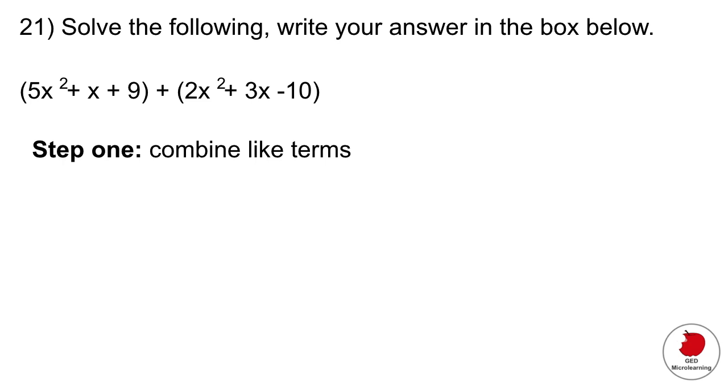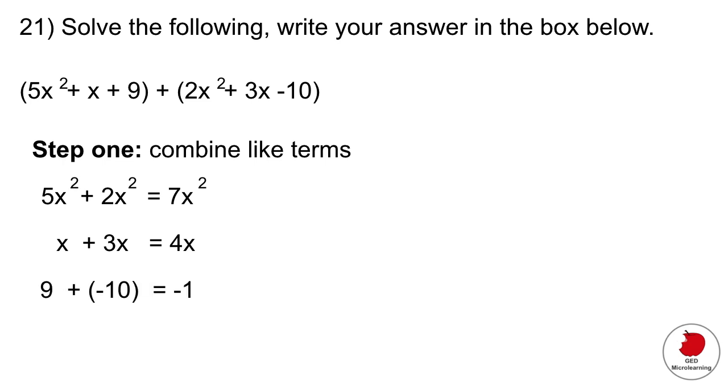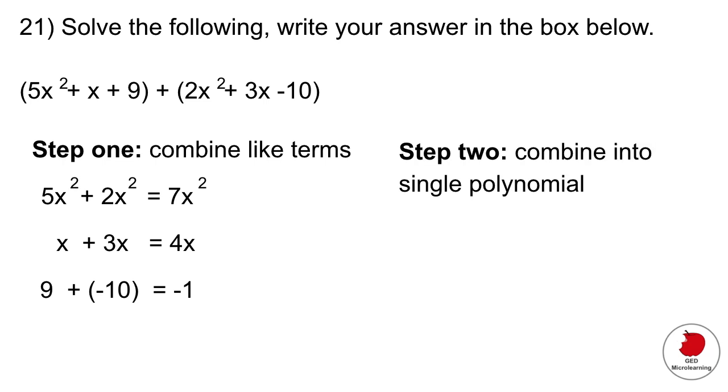Okay, so if we go back to our problem, step 1 we said was combine like terms. So first of all, let's add all of those terms that are x raised to the second power. So it would be 5x squared plus 2x squared. That gives us 7x squared. Next, we're going to look at those terms that just have an x. So we would say x plus 3x is equal to 4x. And then we're going to add our whole numbers. So 9 plus minus 10, which is equal to minus 1. All right, so that's step 1. Step 2, we're going to take all these numbers and now combine them into a single polynomial. So we end up with 7x squared plus 4x minus 1.